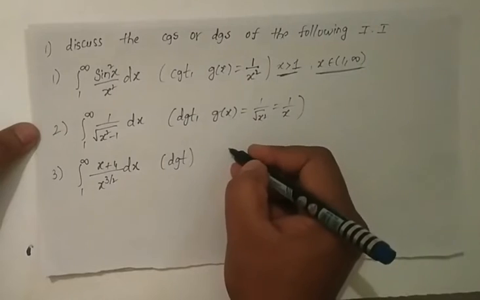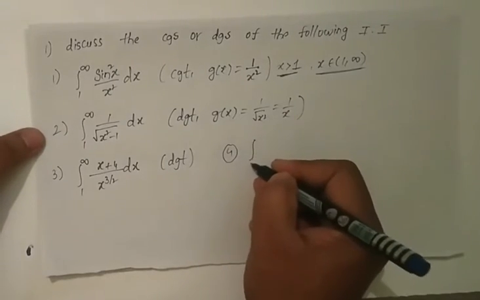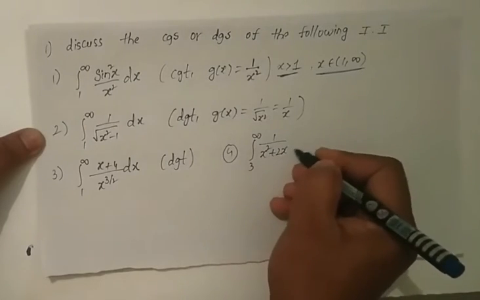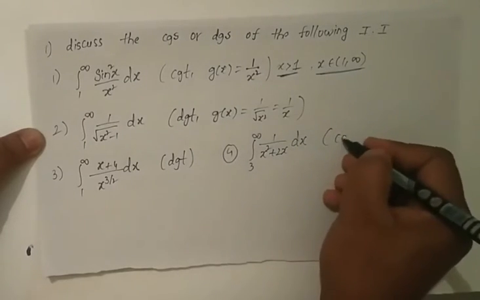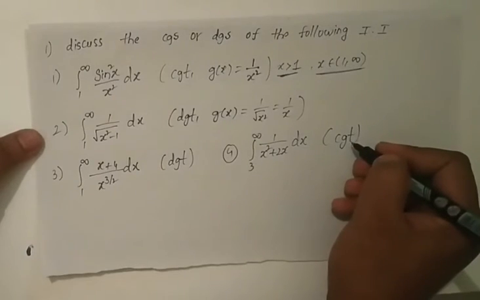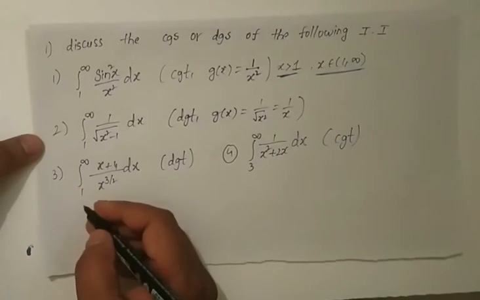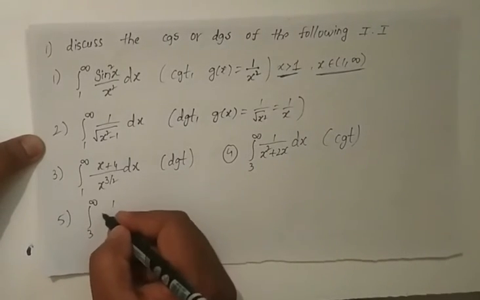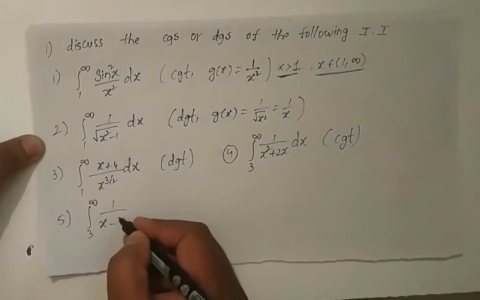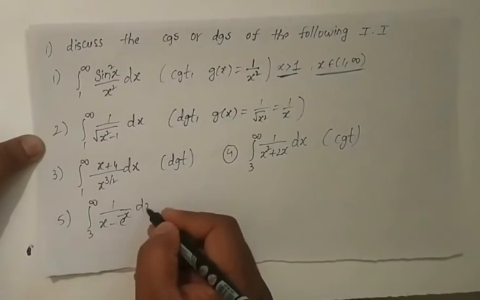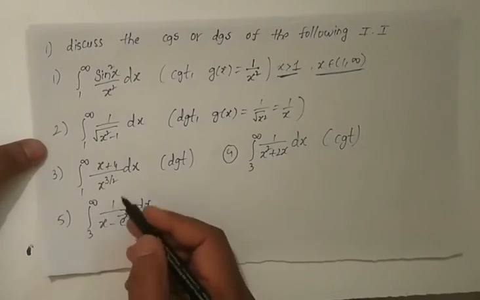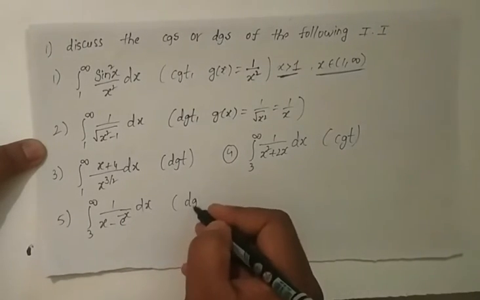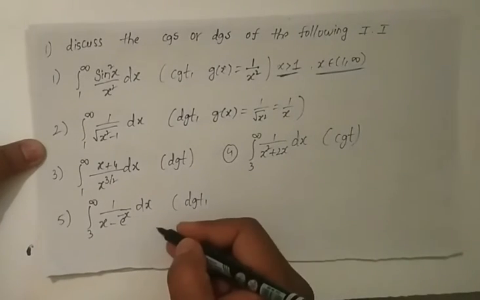Okay. Next, fourth one, integral from 2 to infinity of 1 by x square plus 2x dx. Okay, this is convergent. Next, fifth one, integral from 3 to infinity of 1 by x minus e power minus x dx. This is divergent. Okay, tell me what is g of x here?